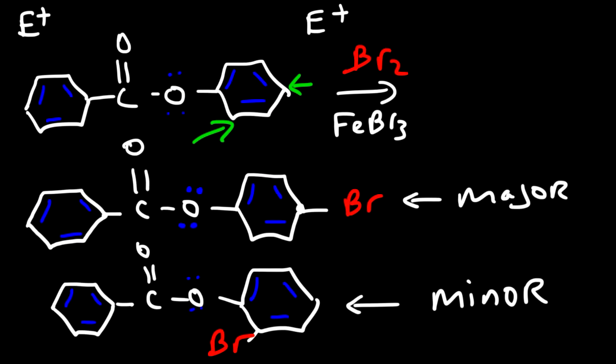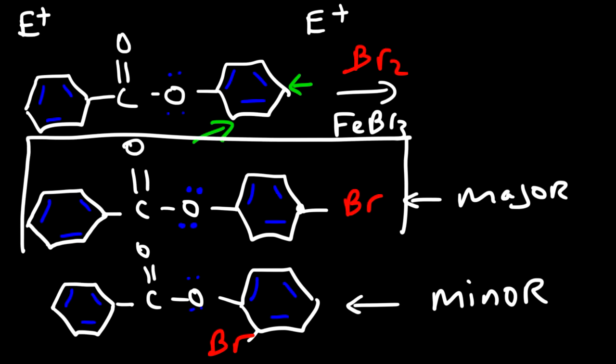So sometimes on a test, you might have to pick one of these two products, and both of them could be there. If you have to choose, I would go with this product, the one where the bromine atom is in the para position. Now let's move on to our next example.